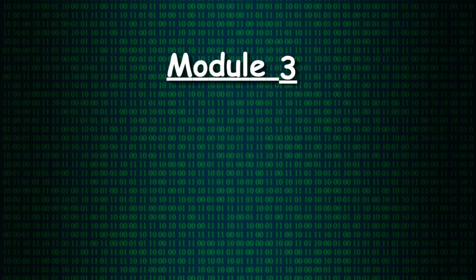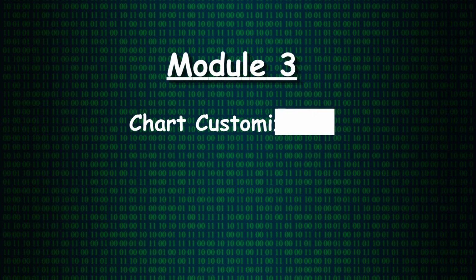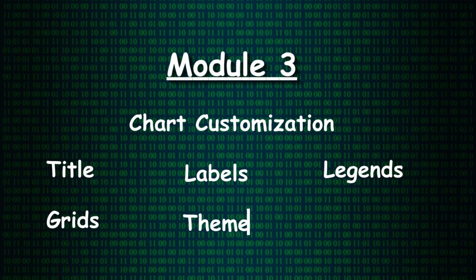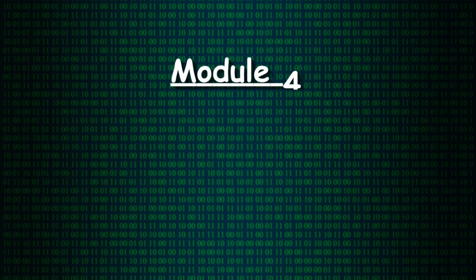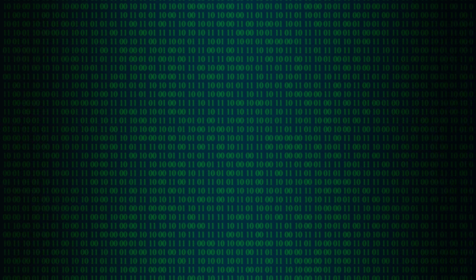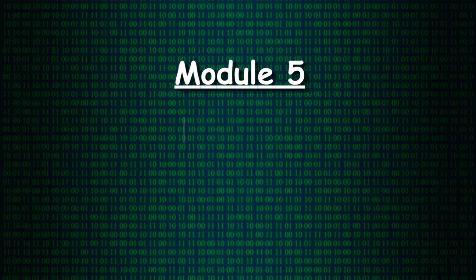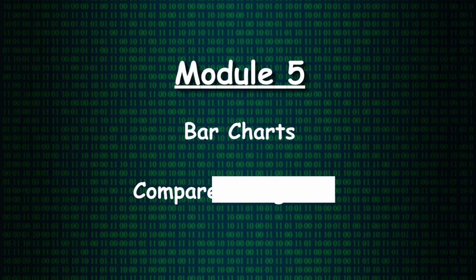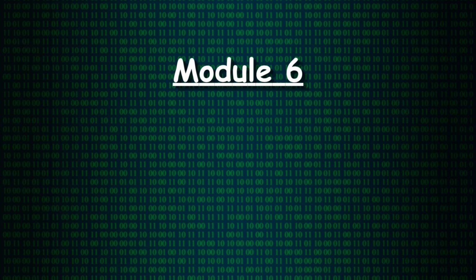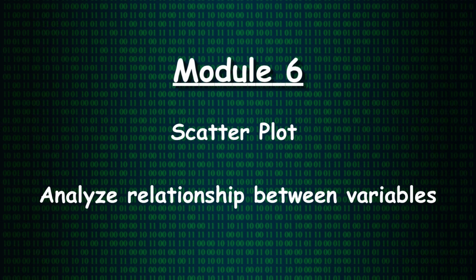After that, in module 3, we'll learn chart customization techniques like titles, labels, legend, grids, themes, and styling so your visualization looks clean and professional. Then in module 4, we'll learn line plots and understand how to visualize trends effectively. In module 5, we'll move to the bar chart, where you will learn how to compare different categories of data. In module 6, we will cover scatter plots and understand how to analyze relationships between variables.